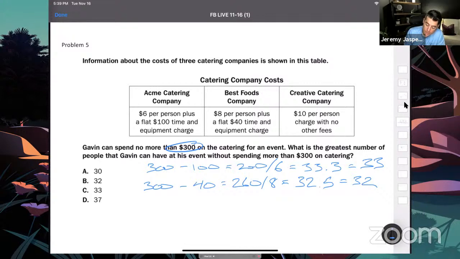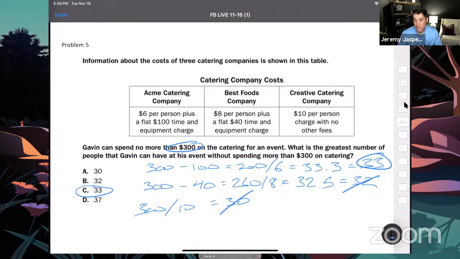And then finally for the last one, starting with my $300, there's no fee involved, but it is $10 per person. So 300 divided by 10 gives me 30. And that is not the largest number here. So that's out, 33 becomes the largest amount of people, my best value for the money, okay? Because it said, what is the greatest number without spending more than $300? And if I spend $300, I can get 33 people using the first company, okay? So number 5 is C.